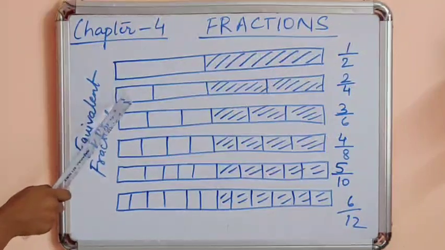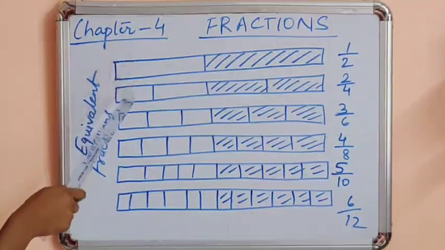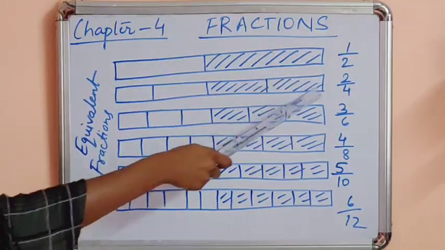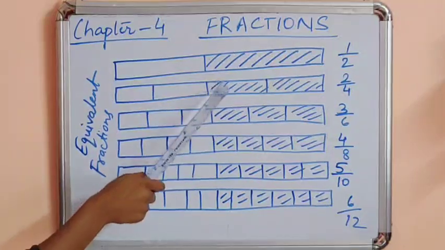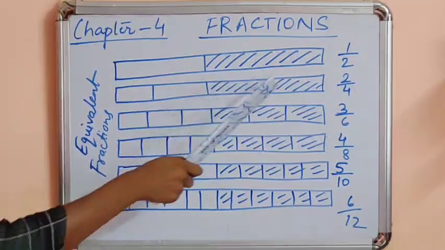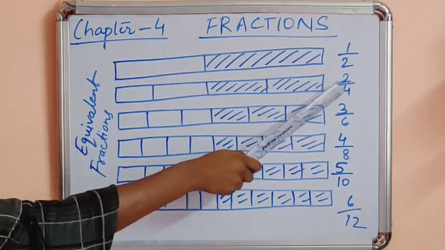Now, in the second figure, I have divided the same figure into 4 different parts. So in our denominator, we have 4. And since we are taking the shaded portion in the numerator, there are 2 boxes which are shaded. So in the numerator, there will be 2. So the fraction is 2 by 4.